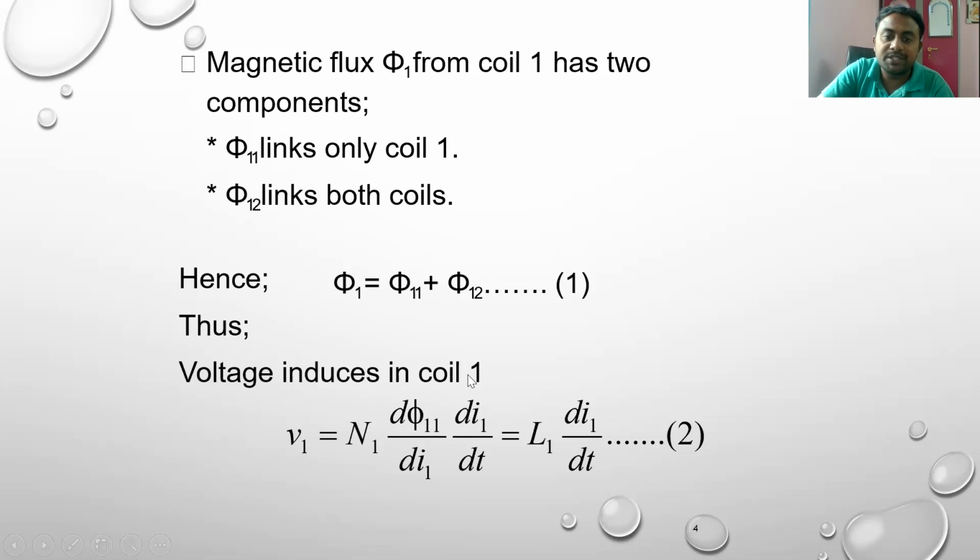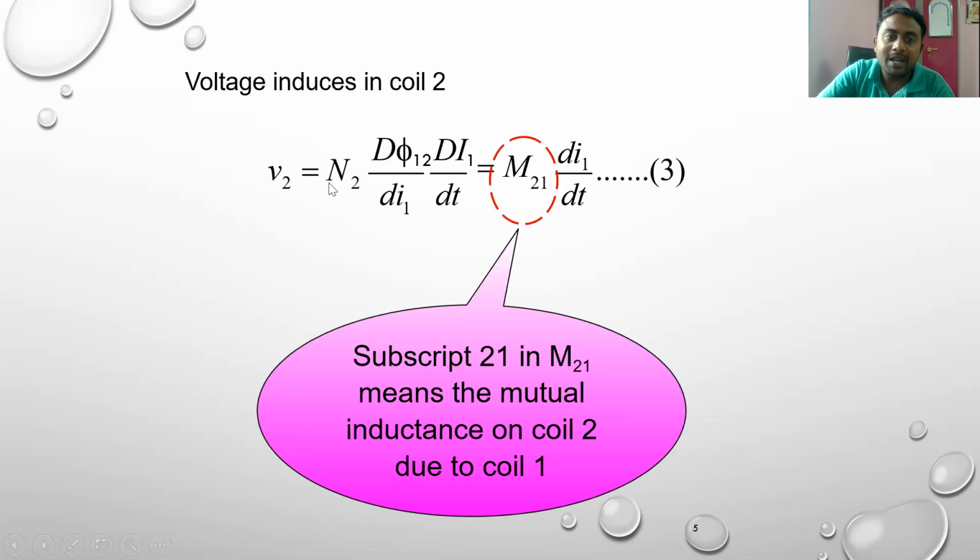The voltage induced in coil 1 is V1 equals N1 d phi 11 by di1 into di1 by dt. That is the voltage induced in coil 1. So that is L1 di1 by dt. This L1 I am calling the self-inductance, and V1 we are calling the self-induced EMF.